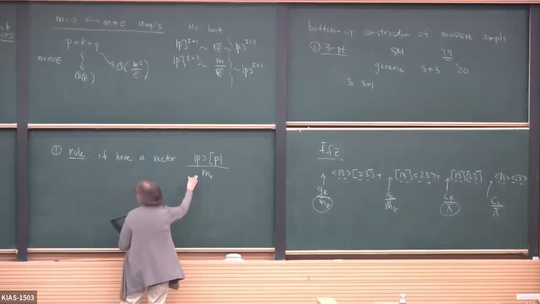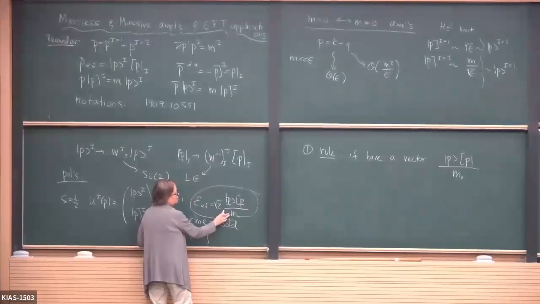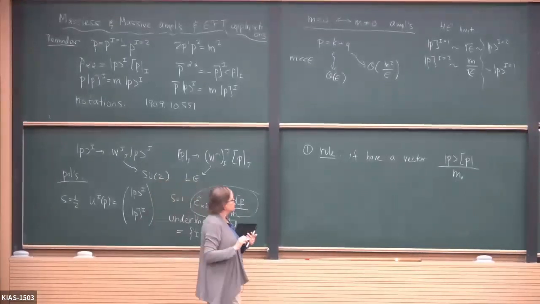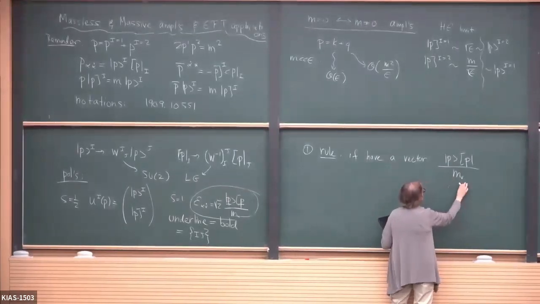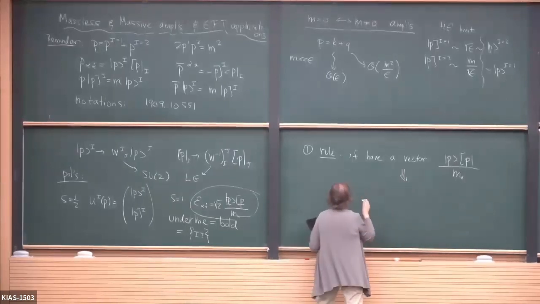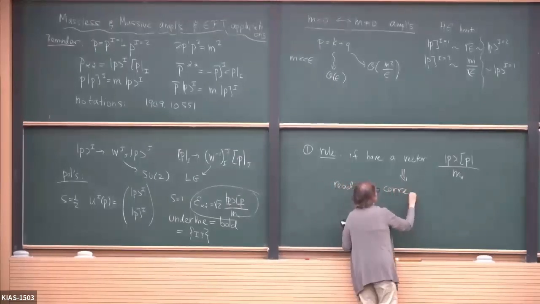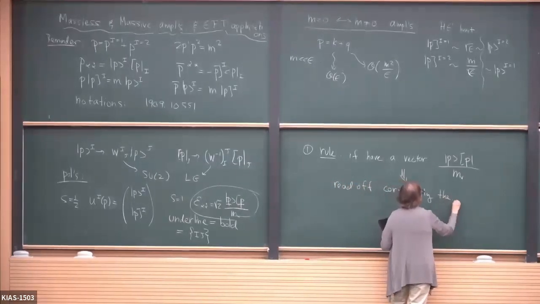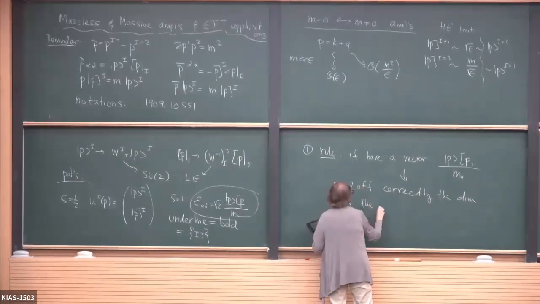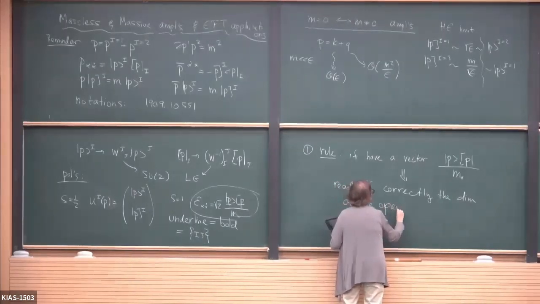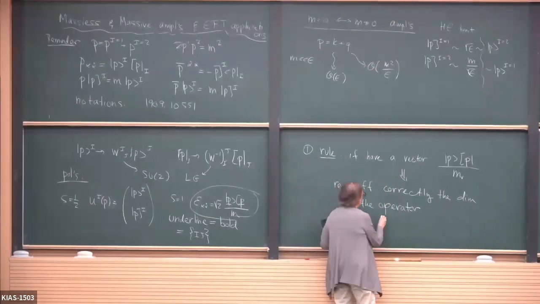I know that that's the case because remember, the polarization for a massive vector is normalized like this with an M. So basically, what I'm telling you is that if I normalize such factors with a 1 over M, then I can read off correctly the dimension of the operator that's associated with this term, or the dimension of the coupling.